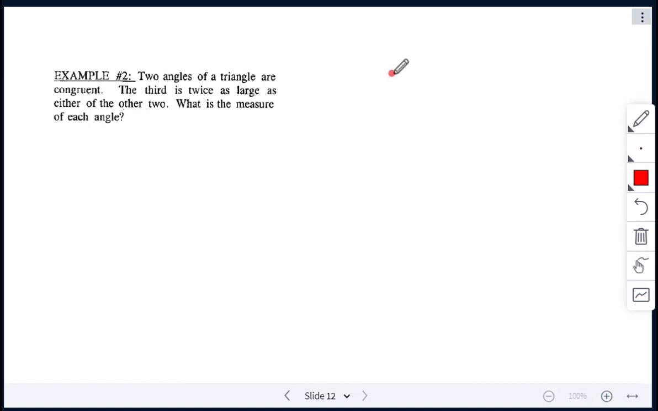So we have a triangle, and 2 angles are congruent. The third is twice as large as either of the other 2. We'll call the first 2 angles x, and we know they're the same because congruent means the same. Then the third angle is twice as large as either of the other 2, so just 2x. So we have x, x, and 2x. What is the measure of each angle? Before we can start, we need to know what is the sum of all 3 angles in a triangle. I'll pause here.